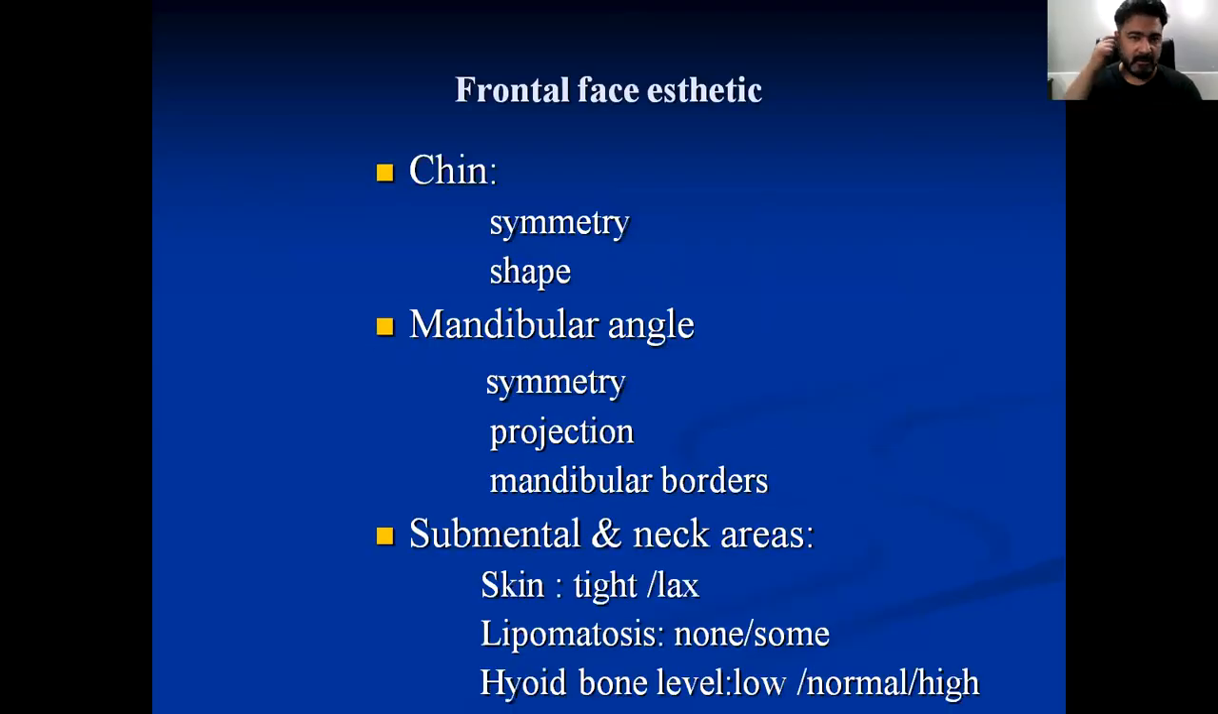Okay. Frontal face aesthetics: chin symmetry, shape, mandibular angle symmetry. See, you have to give symmetry to the patient. Then do what the patient wants aesthetically. If it is possible, you have to explain to the patient. You don't have to push the treatment on the patient, saying no, this is symmetry, this is not the symmetry you are asking for. If the patient is asking for something, then maybe he is satisfied with that, and that is the definition of aesthetic in his or her sense. So you have to provide that. Okay.